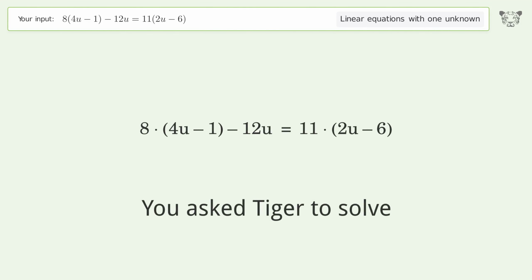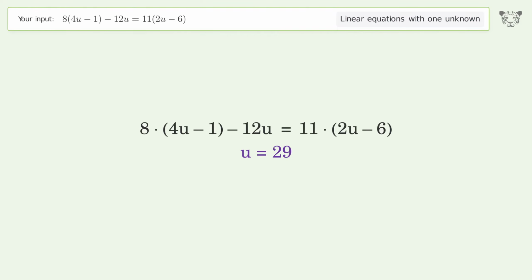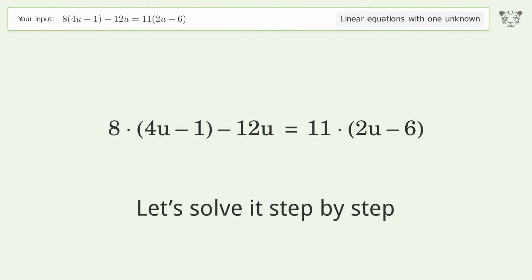You ask Tiger to solve. This deals with linear equations with one unknown. The final result is u equals 29. Let's solve it step by step.